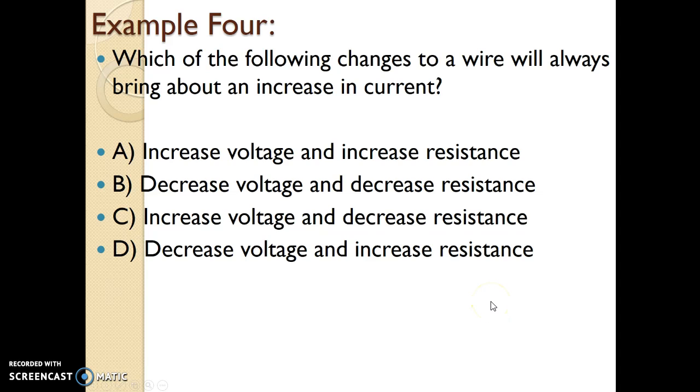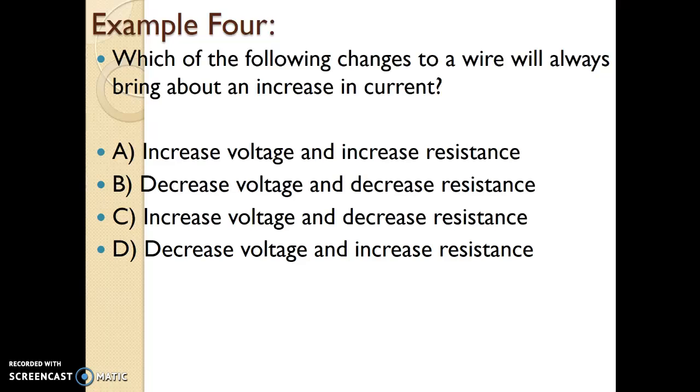So for an example, which of the following could you do in a light bulb situation to always bring about an increase in current? All right, if you increase the push, increase resistance. Will that always increase the current? No way. You could increase the push a little and increase resistance a lot, and the current will overall go down. Decrease voltage, decrease resistance. Again, that probably doesn't work. Less push, but less resistance. It could work, but it doesn't always work. So it has to be C. You must increase the push and decrease the resistance. That is guaranteed to make it more flow.